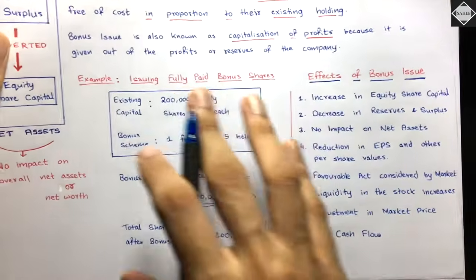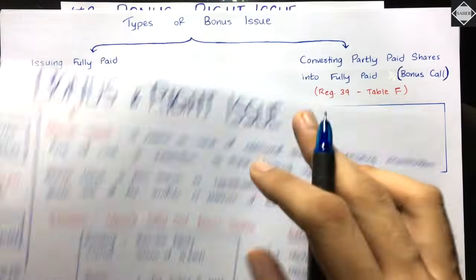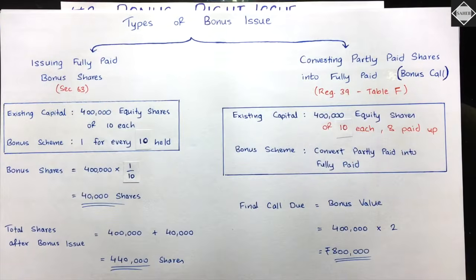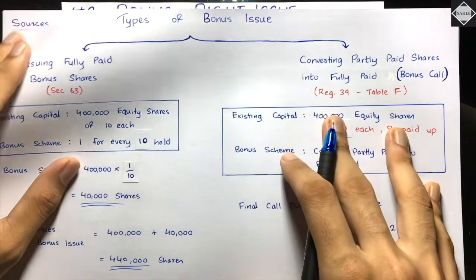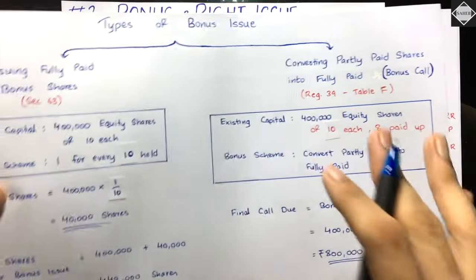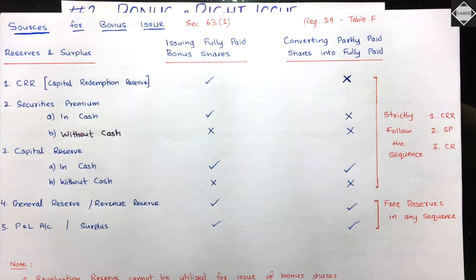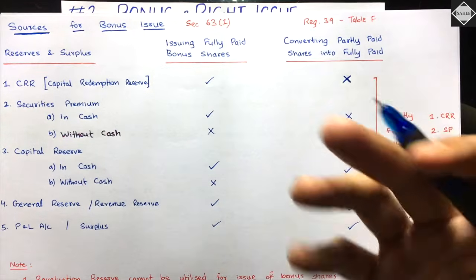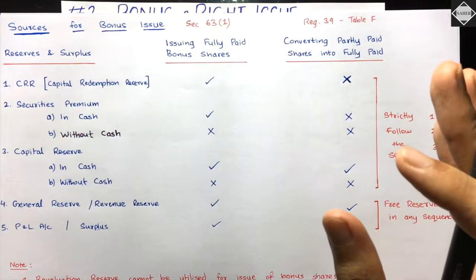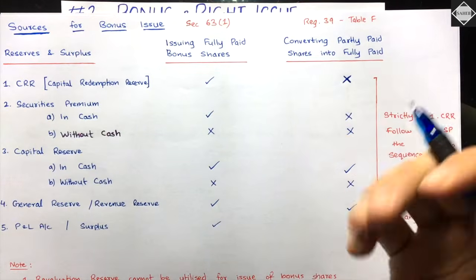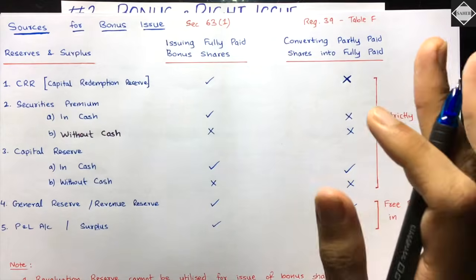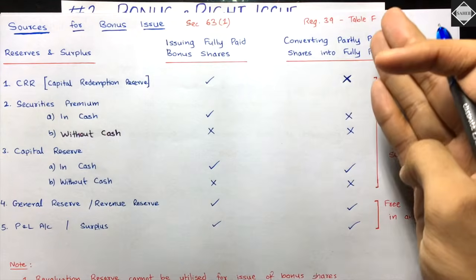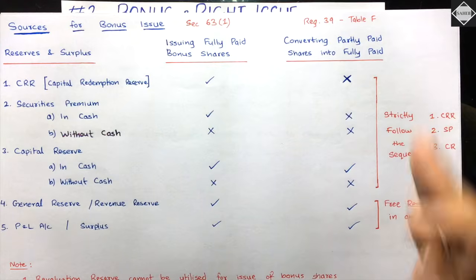Then I took an example of issuing fully paid up bonus shares, and I also explained the effects of bonus issue, and then an example of converting partly paid up shares into fully paid up, which is also really simple. And then we discussed sources for bonus issue, meaning from which source you can give the bonus issue according to the law. You have to learn that properly. You cannot just randomly decide from which reserves and surplus you are going to issue the bonus.